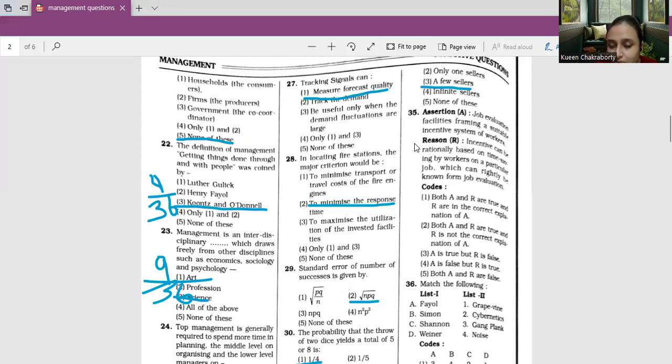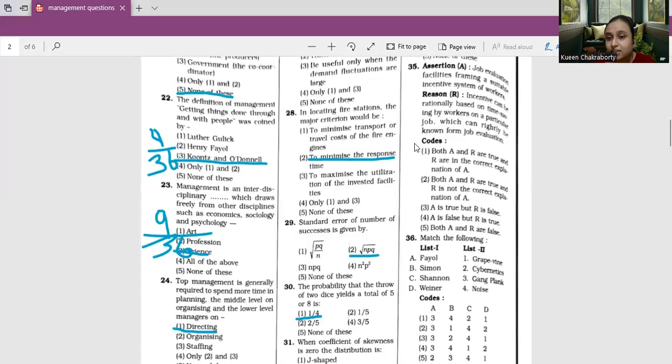Next, moving to question number 35, assertion. A, job evaluation facilitates framing a suitable incentive system for workers. And reason R, incentive can be rationally based on time saving by workers on a particular job, which can rightly be known from job evaluation. Now the codes given are: 1, both A and R are true, and R is the correct explanation of A.